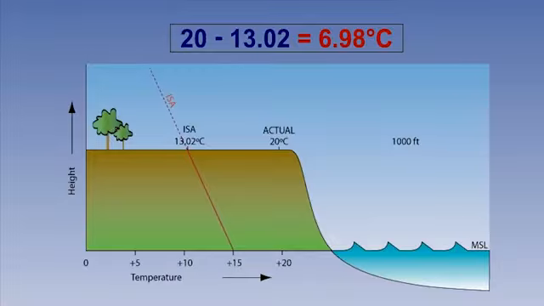The representation of this information is important. The best way to understand it is by reading the ISA deviation backwards. We can say that the real atmosphere is 6.98 degrees Celsius hotter than ISA.